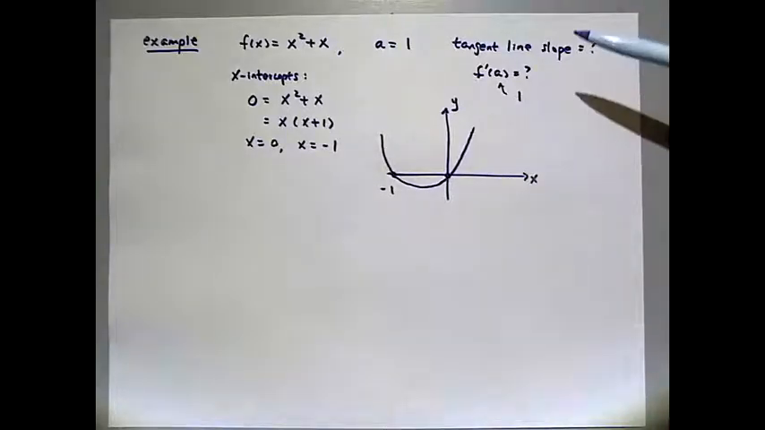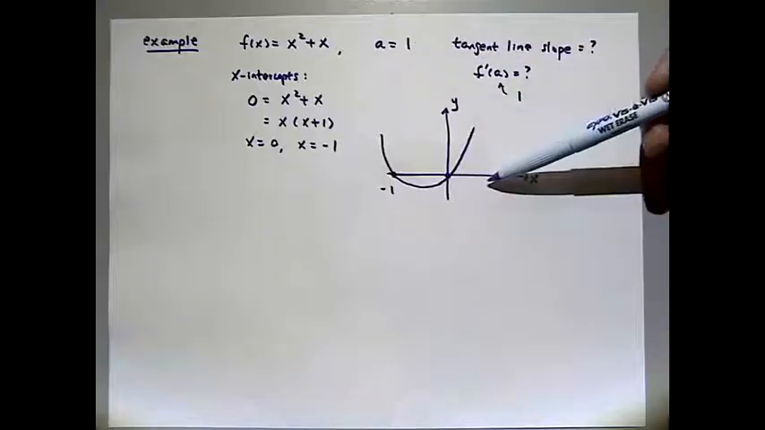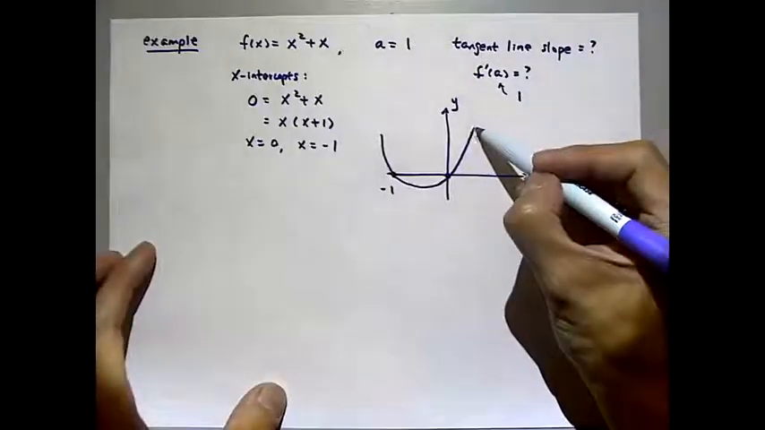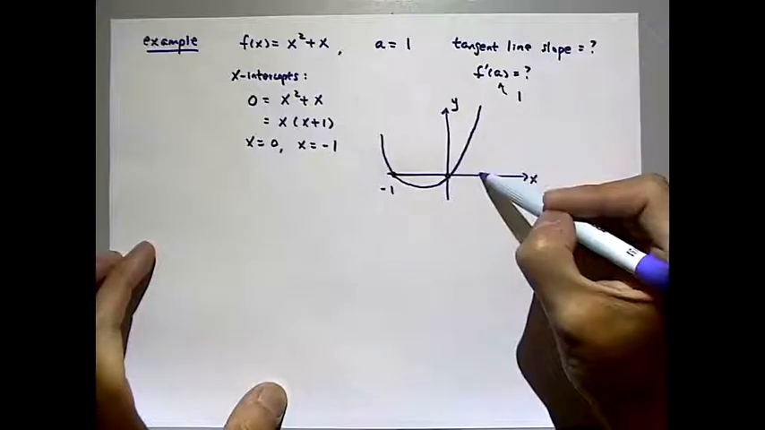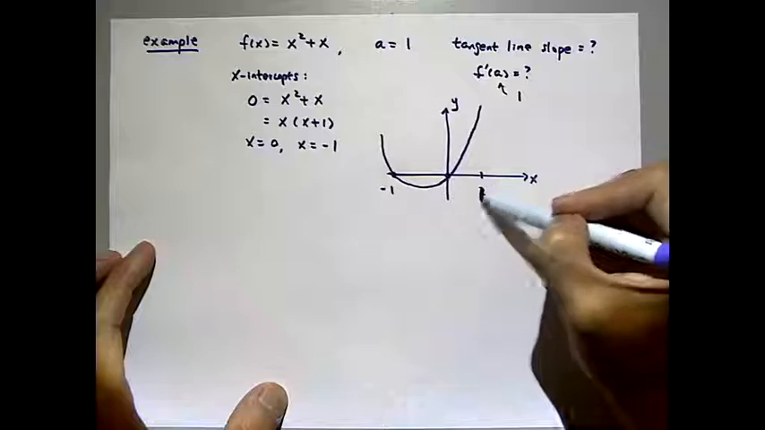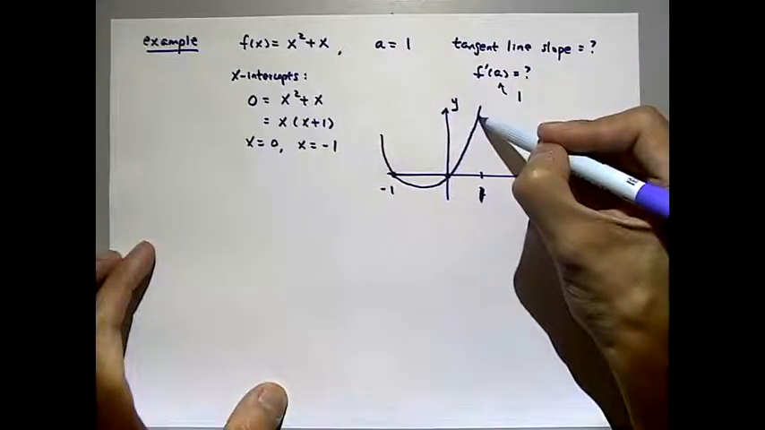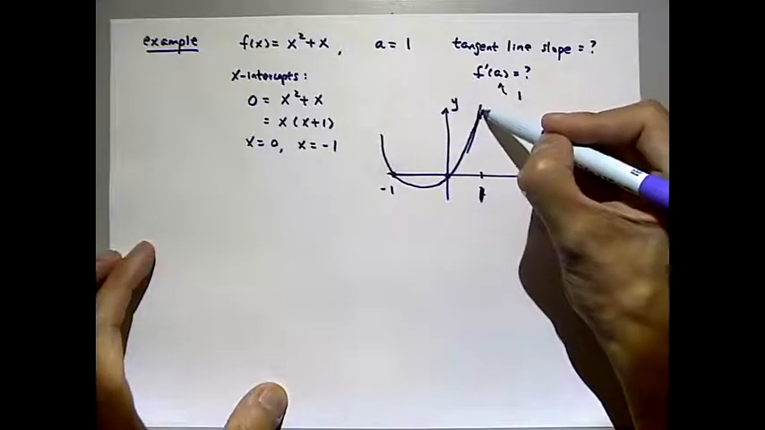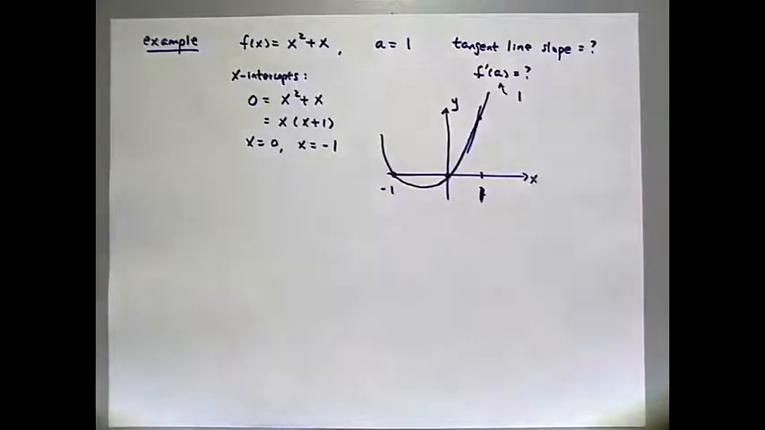Okay, so we're looking for the tangent line slope at 1. 1 is somewhere down here. Let's extend this a little bit. Obviously not to scale, but let's say this is 1. Okay, so that's the tangent line slope we're looking for. The geometry tells me I'm expecting a positive number. So if I work all of that out and I get a negative number, I know it's wrong. I expect a positive number.